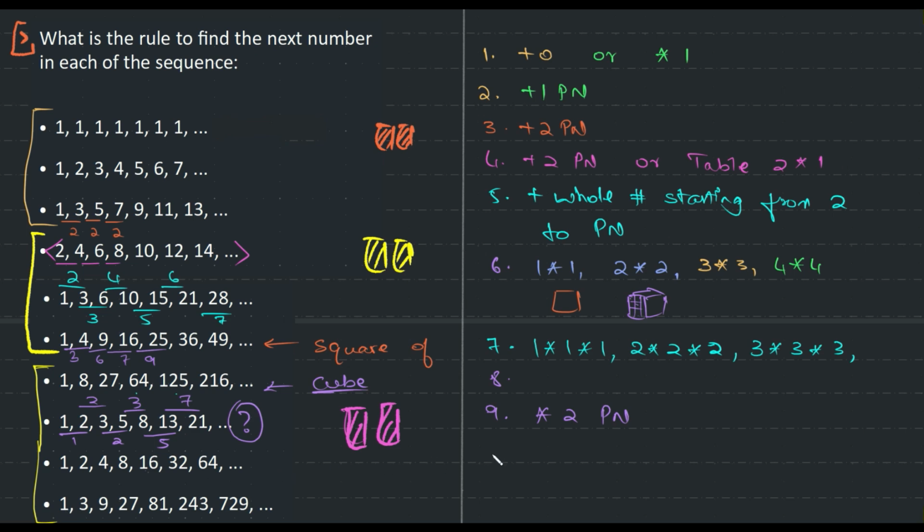Can you think about the 10th one? It's quite simple. It is to do with multiplying 3 with the previous number. That's it. Can you verify that? Can you check that?